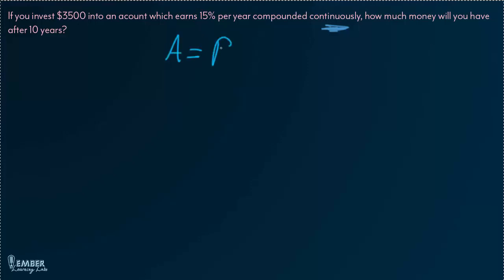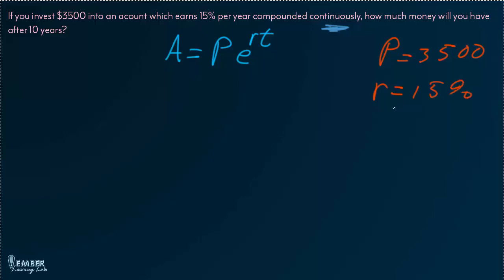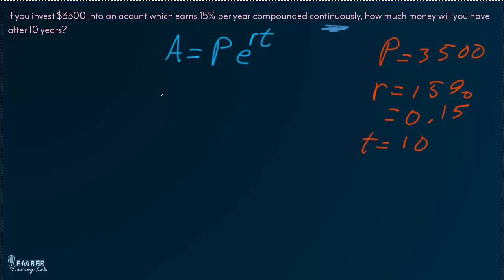A equals P times e to the rt. You could probably make some kind of rap out of that or something. So in this particular problem, our P equals 3,500. Our r equals 15%, which would equal 0.15 as a decimal. And our t equals 10. So this is really straightforward. We just plug in and chug out these numbers.